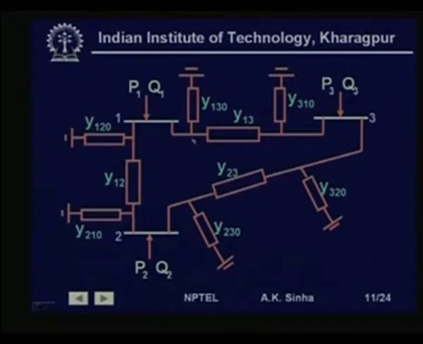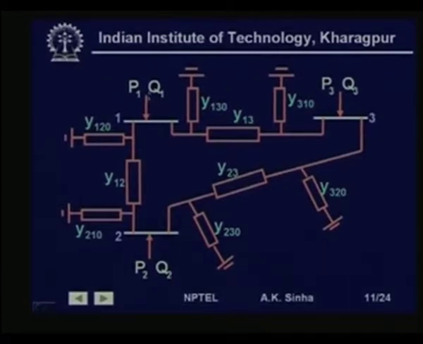Similarly, we have the pi equivalent model for line L2 which is connecting bus 1 and 3, and the series admittance is given by Y13. The shunt admittance part on the bus 1 side is Y130 and on bus 3 side is Y310, and so on. For line L3 we have the series admittance Y23, shunt admittance towards bus 2 is Y230 and towards bus 3 is Y320.